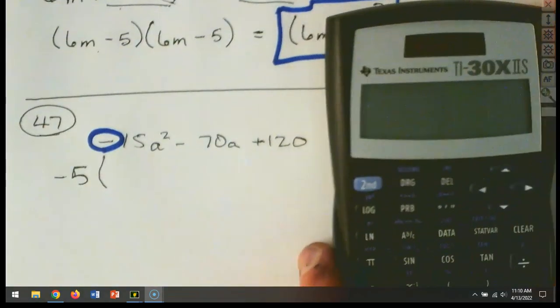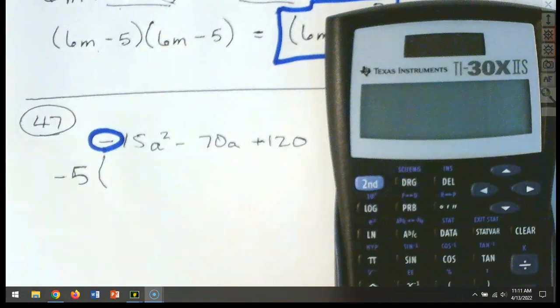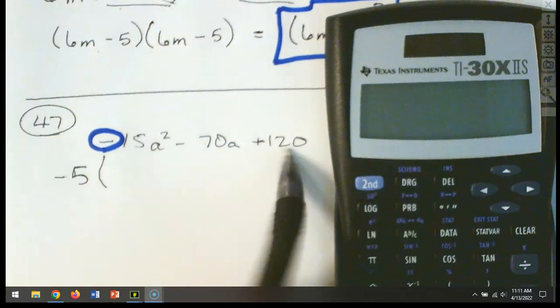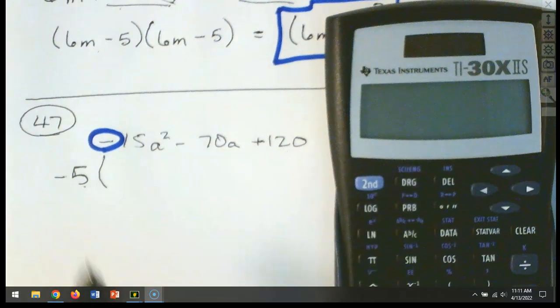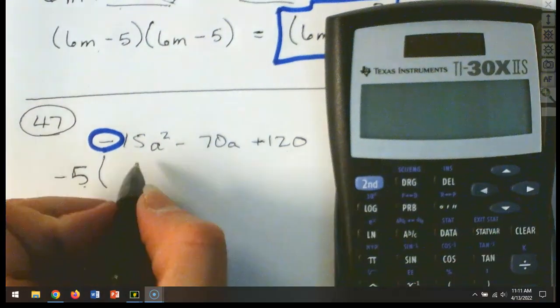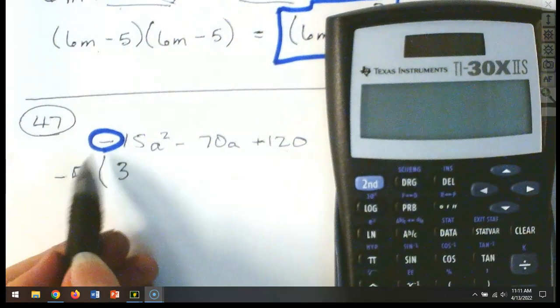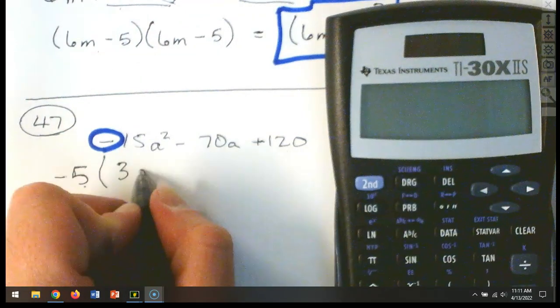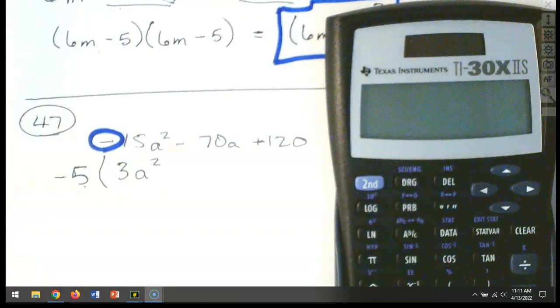15, okay, divide that by 5. Let's make sure we can't take anything else larger out. Nope, that's all we can take out. We can't take a 15 out because 15 doesn't go into those. We can take out the negative 5. So 15 divided by 5 leaves you with a 3, right? Negative and negative makes it a positive. So that's a positive 3a squared there.